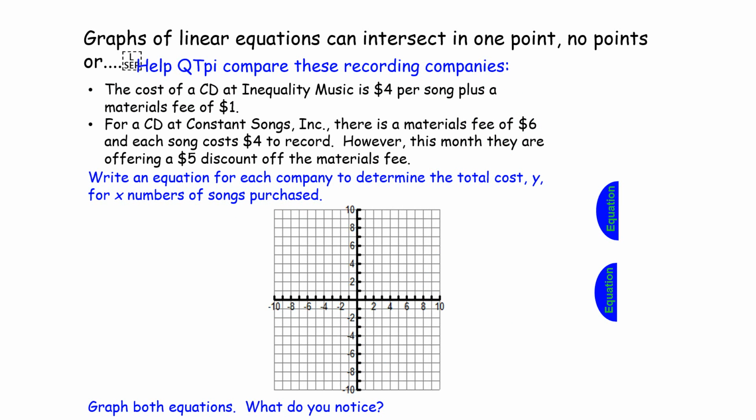Alright, we have 2 more to compare. The cost of a CD at Any Quality Music is $4 per song, plus a materials fee of $1. For a CD at Constant Songs Incorporated, there is a materials fee of $6, and each song costs $4 to record. However, this month they are offering a $5 discount off the materials fee. Write the equation for each company to determine the total cost y for x numbers of songs purchased. Okay, so I need you to pause the video. I need you to write both equations, graph your lines, and tell me what you notice.